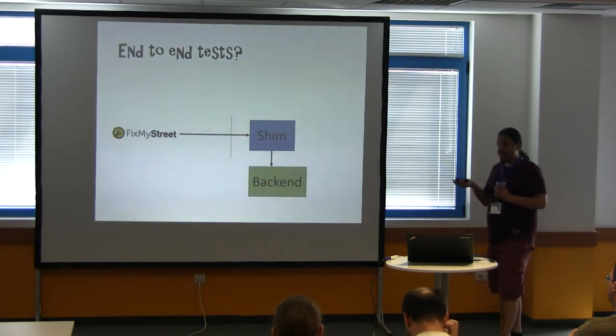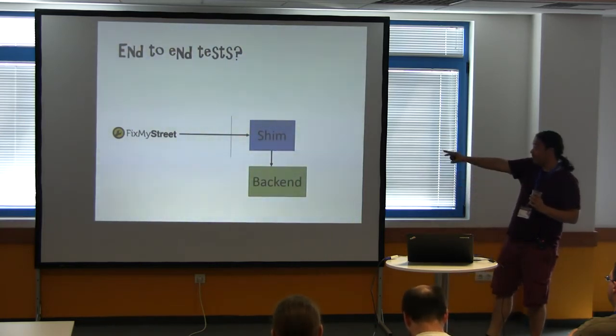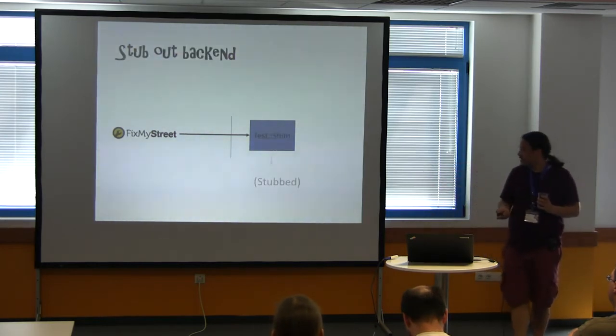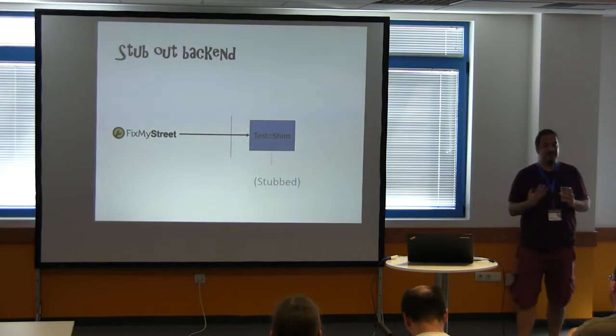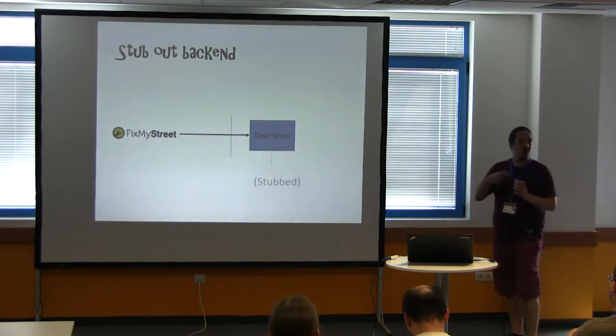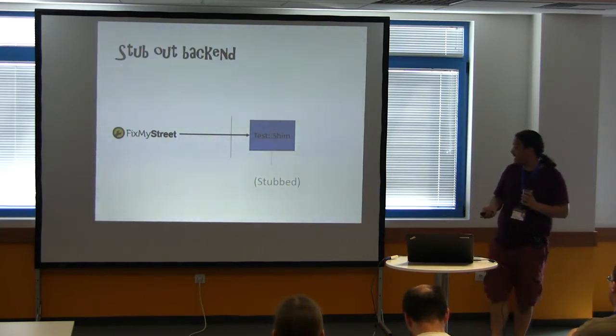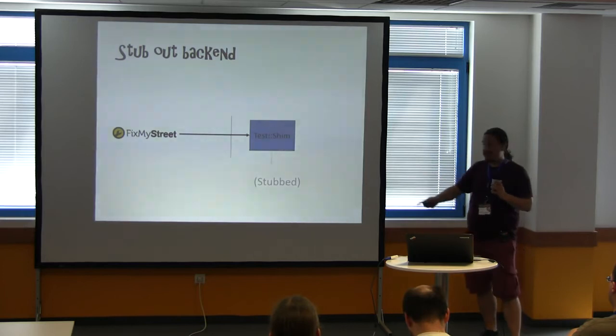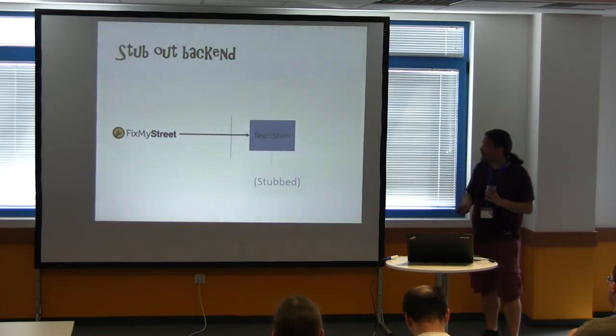So the problem here is if you want to do an end-to-end test, from FixMyStreet to a shim to a backend, how do we do that? Obviously, you can stub out the back end and pretend that you're going to make an Oracle call or a SOAP call to something that isn't there. But you've still got the problem that you've got two services. You've got the FixMyStreet code you're testing and also this shim code you want to test.